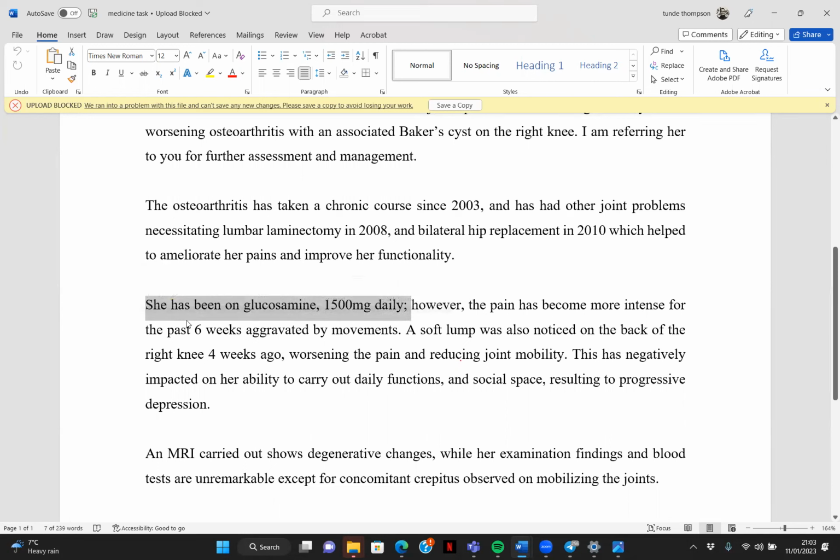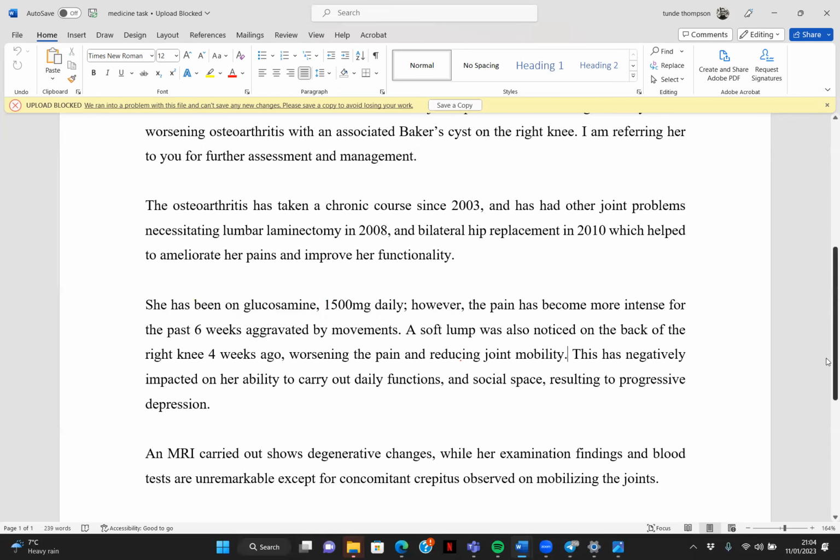However, the pain has become more intense for the past 6 weeks. So you see how I create the picture for this reader, to convince the reader that this patient will need to be assessed. I've advocated for that. The soft lump was also noticed at the back of the knee 4 weeks ago. That's the Baker's cyst, now worsening the pain and reducing joint mobility. This has negatively impacted her daily activities and function.